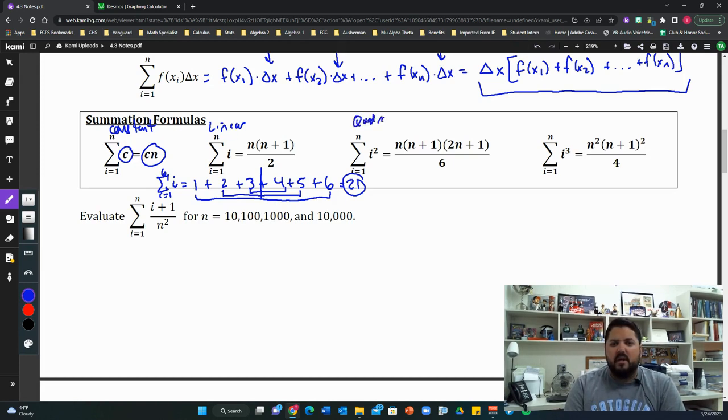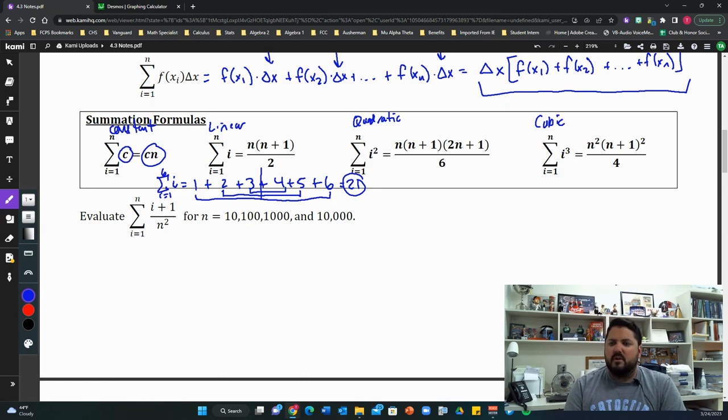Quadratics operate in a similar fashion, just a slightly more complicated formula. When I take the summation of i squared from i equals 1 to n, its formula is n times n plus 1 times 2n plus 1, all over 6. It's a more advanced, more complicated formula, but you'll get the hang of it once we try it out in a few minutes. And then the last one, this is for a cubic.